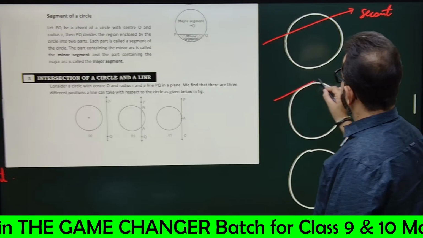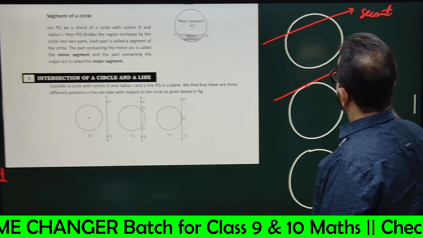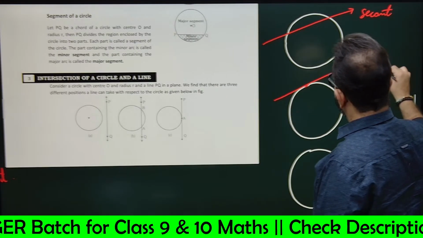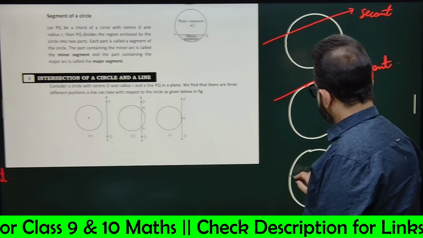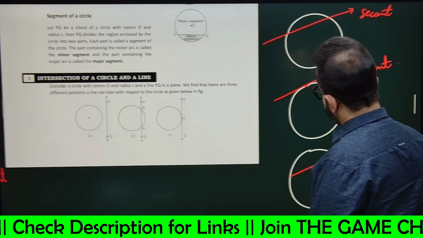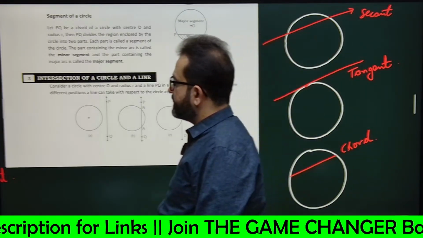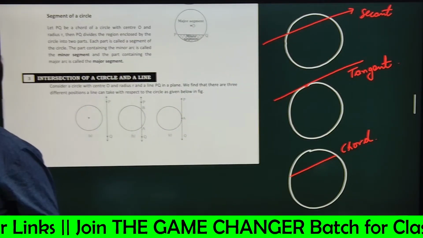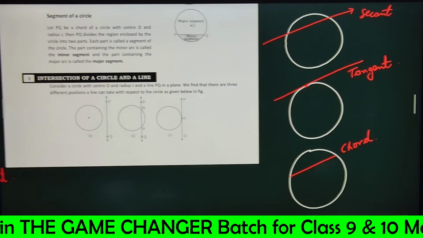If a line is going and touching the circle, it is called a tangent. If a line is going but it's only inside the circle, it is called a chord of the circle. Draw all these three diagrams and we'll move forward.